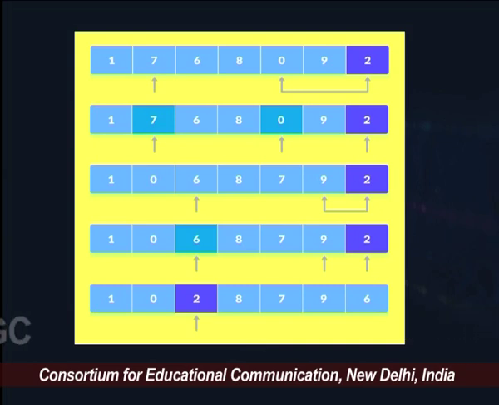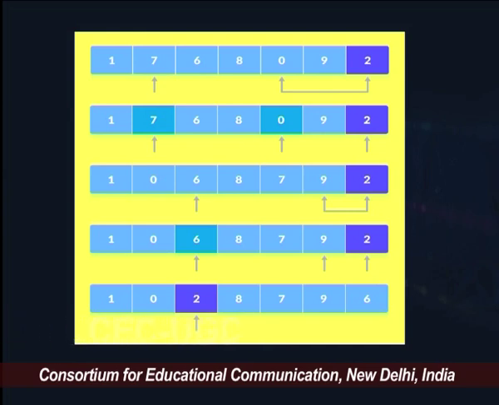Now, here is one more example, if you can see on the screen. The array here is 1, 7, 6, 8, 0, 9 and 2. We will choose one pivot, and here my pivot is 2, that means I have chosen the rightmost element as the pivot. That could also be one idea, or I can choose the leftmost element, which is 1 here, as the pivot, or I can choose any random element as the pivot, or the median of all the elements as the pivot.